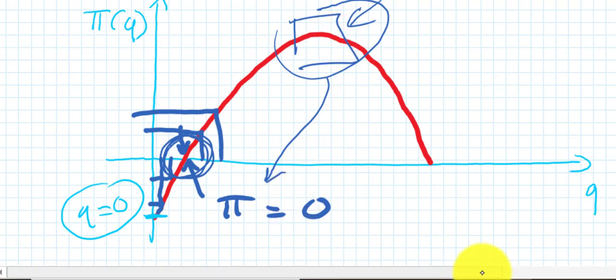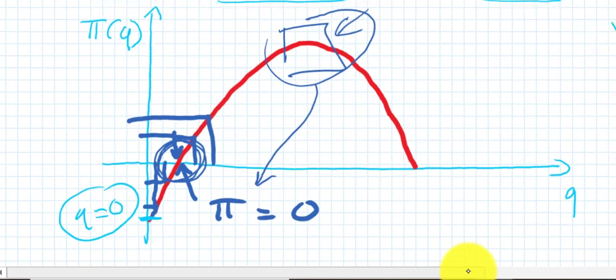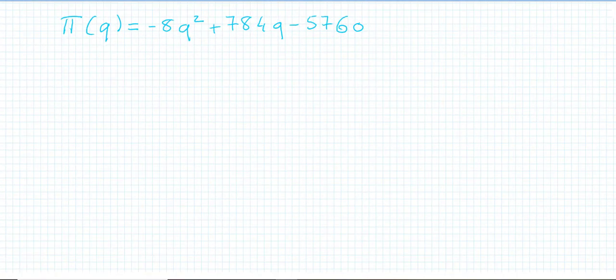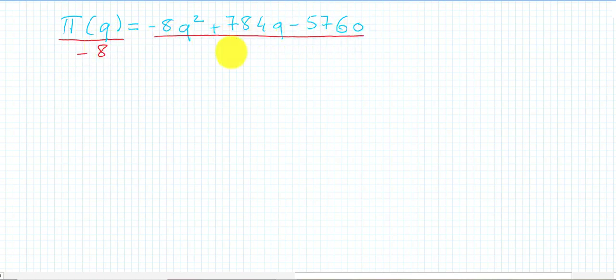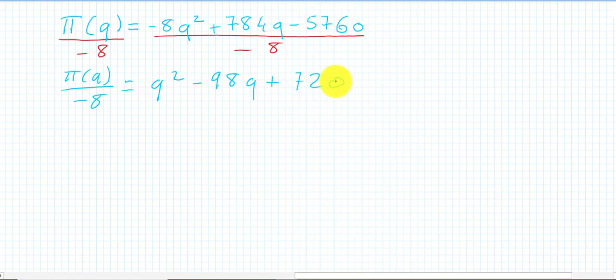Okay, so let's get the vertex and then we'll solve the equation pi of Q equals 0. All right, so let's get the vertex form. Again, I'm pretty sure my numbers are going to be friendly because they must be integers. So I divide both sides by -8 and I have pi of Q divided by -8 equals Q squared minus 98Q plus 720. Okay, so let's complete the square.